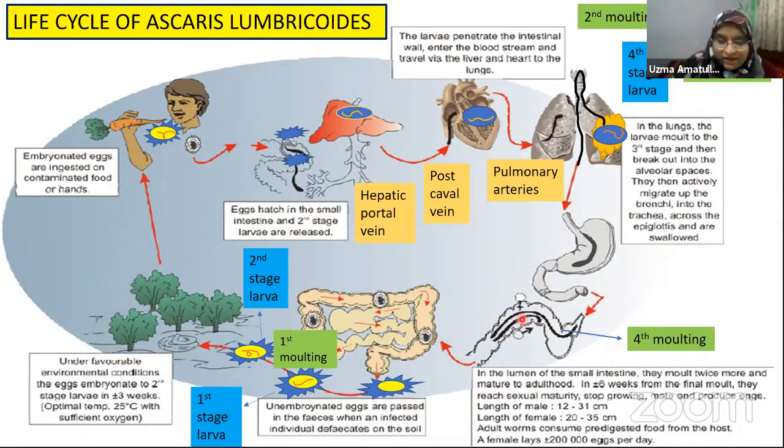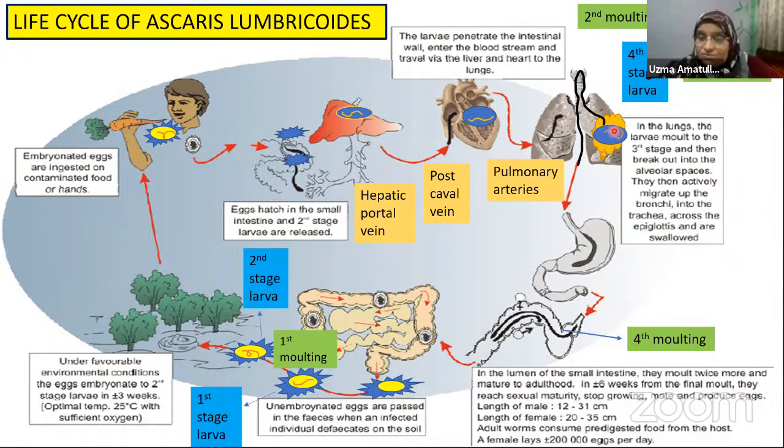Now here, the male and female copulate. The eggs are released into the soil. In the soil, development takes place, with one molting. Then the second stage rhabditiform larva enters again through contaminated food and water into another body. Then it will reach the intestine. From the intestine, it will reach the liver. From the liver, it will reach the heart. From the heart, it will reach the lungs.